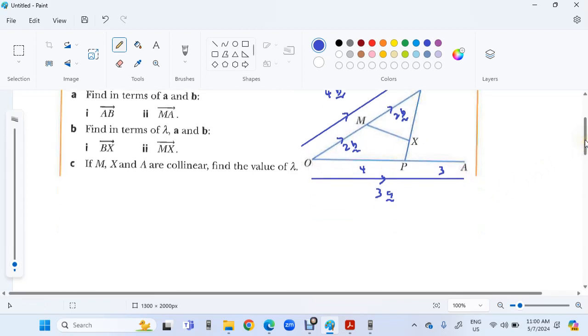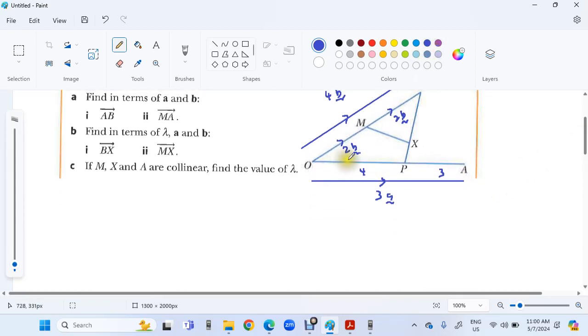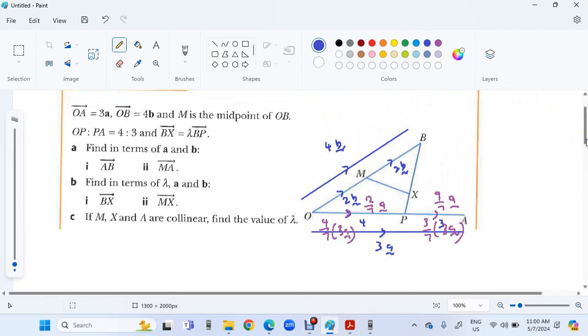So this one will be 4 over 7 multiplied with 3a. And this is 3 over 7 multiplied with 3a. Okay. Then this will be 9 over 7 a, and this will be 12 over 7 a. So after we use the information given here, we can find AB.